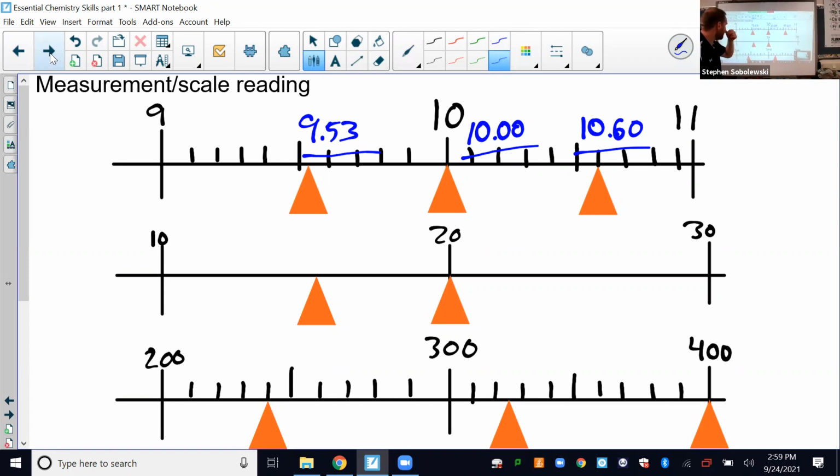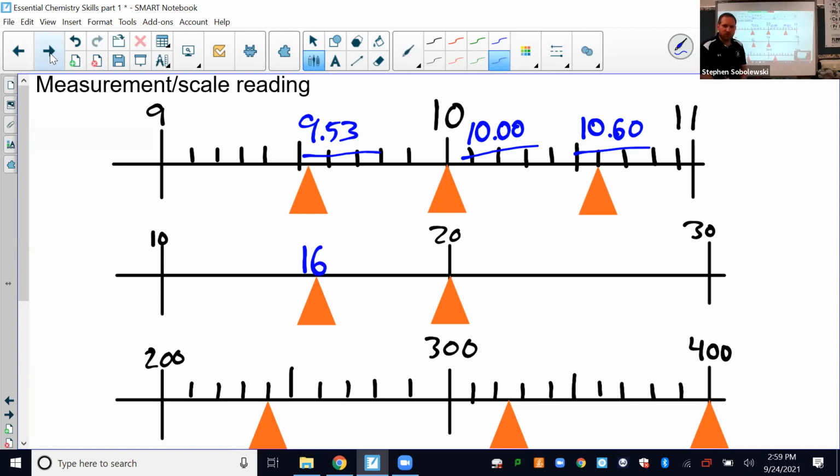All right, looking at the second one. So I see lines for 10, 20, 30, and I actually don't see any lines dividing them. So that means we are limited to one better than this, the ones place. So that's 10, that's 20. Yeah, it looks like I'm kind of torn between 15 and 16. I can't split the difference and call it 15.5. You cannot do that. So I'm going to call this 16.